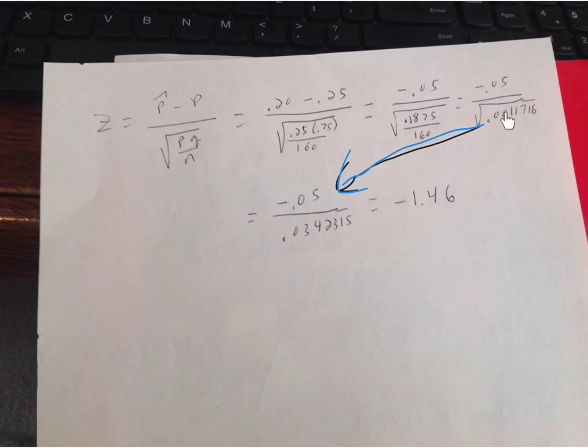You were dividing and then taking the square root. You need to take the square root of the denominator and then divide, and you'll get the correct answer. Also, you can use technology, StatCrunch or the calculator, and just put in these values, P and Q and N, and it'll spit out this negative 1.46.